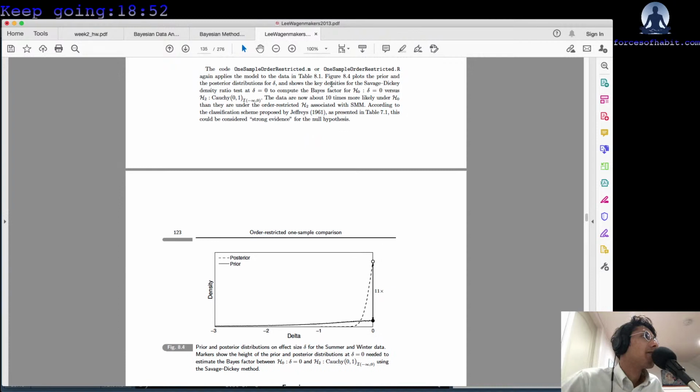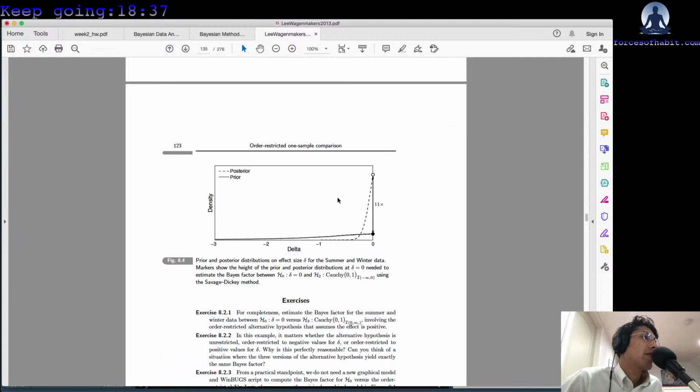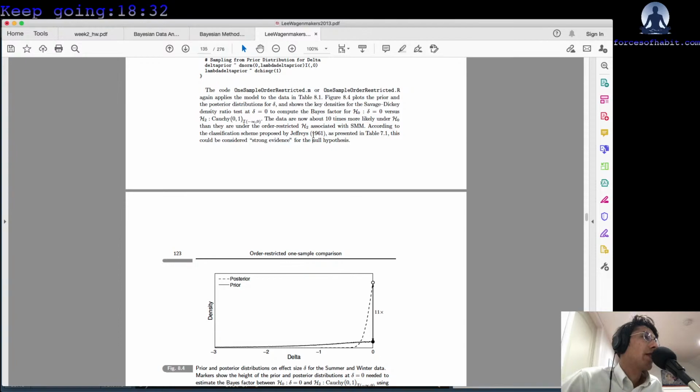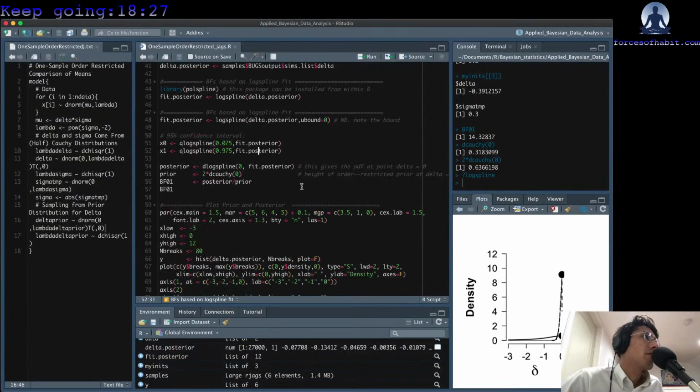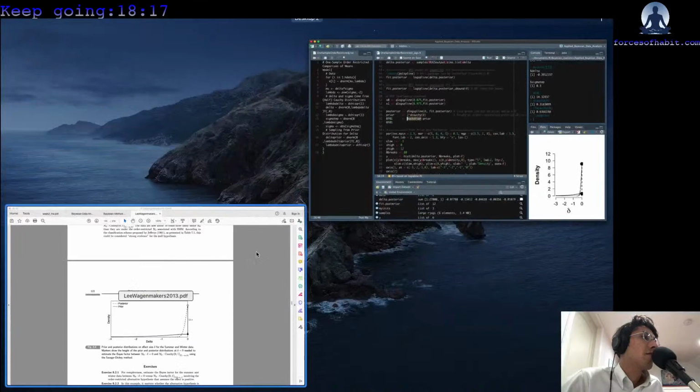That's even larger. Now, 10 times more likely under the null, under order restricted hypothesis 2. Strong evidence against the null. Strong evidence for the null hypothesis. So strong evidence in favor of a difference equal to zero.